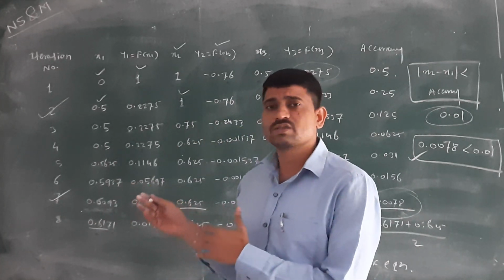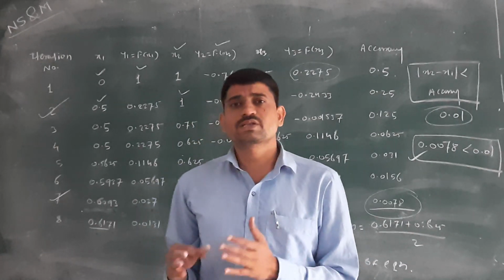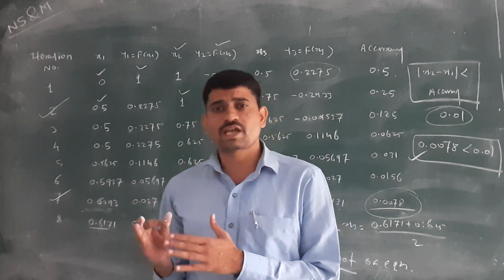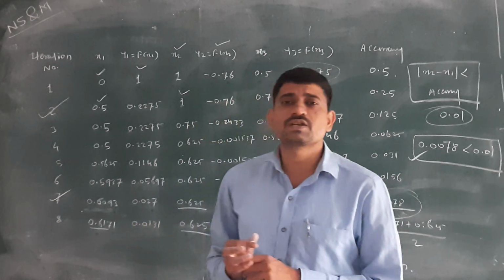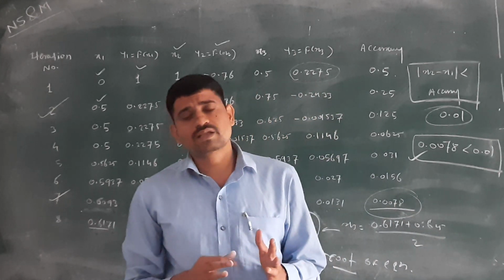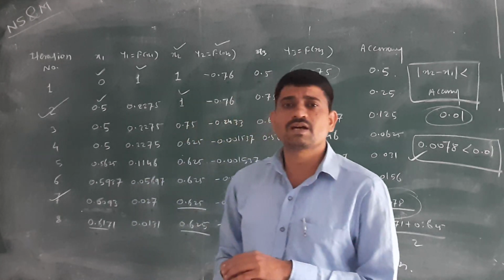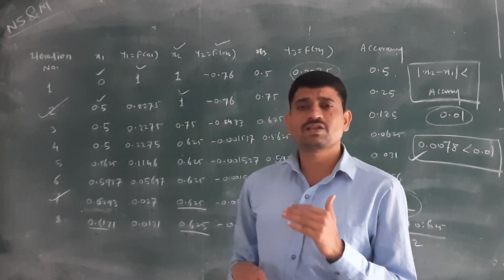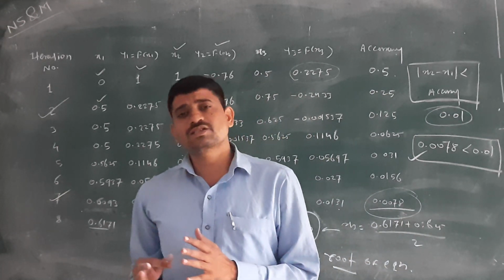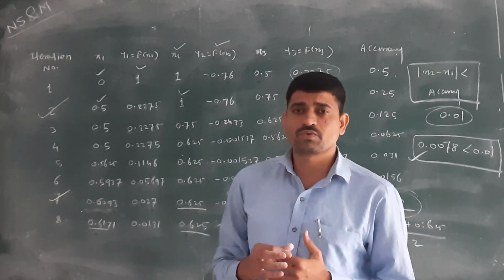You have to assume and check the sign of both f of x1 and f of x2. If you are getting the opposite sign, then your assumption is right. If you are not getting the opposite sign, then your assumption is wrong. So you have to check whether the initial guesses you assumed are right or wrong. Once the initial guesses are right, then you have to go to step number 2.